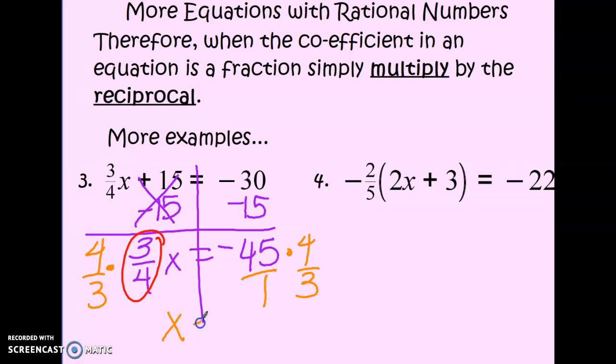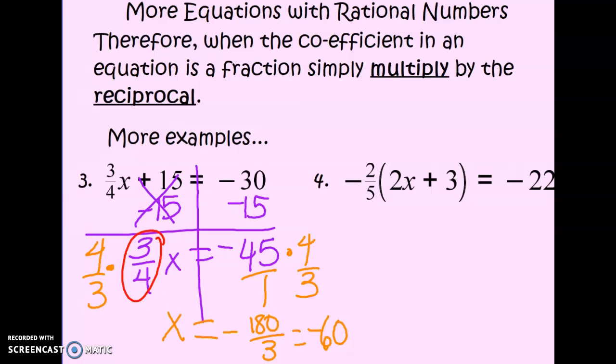Okay, that's going to leave me with x. Okay, 45 times 4 gives me negative 180. I'm just going to write it down here. Over 3, which simplifies to negative 60. So my answer for this would be negative 60. Okay, let's try another one.